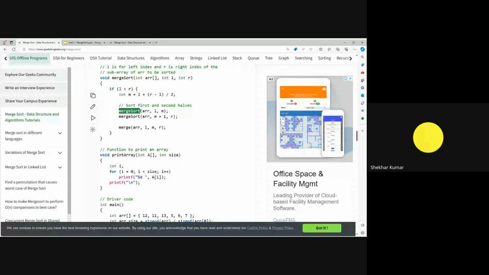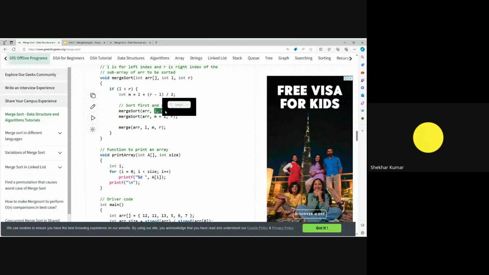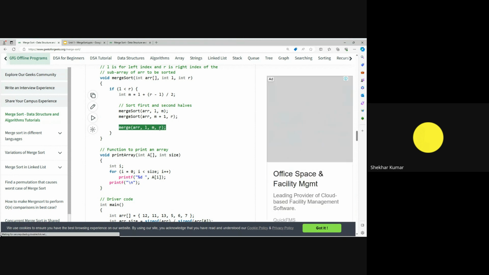First one is merge sort from 1 to m. This is the first half of the array, and the other half of the array is from m plus 1 to the last element, r. Now you can see that the complete array is divided into 2 equal halves: merge sort array 1 to m and m plus 1 to r. Now after the dividing approach, it will merge the solutions of all these subproblems.